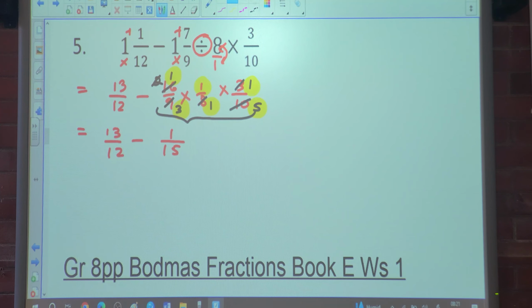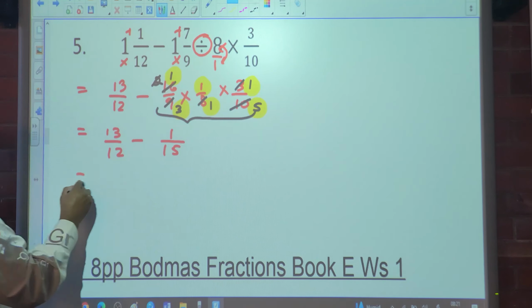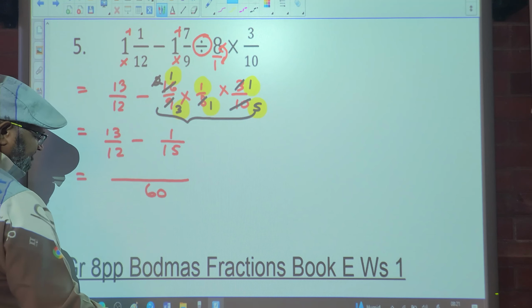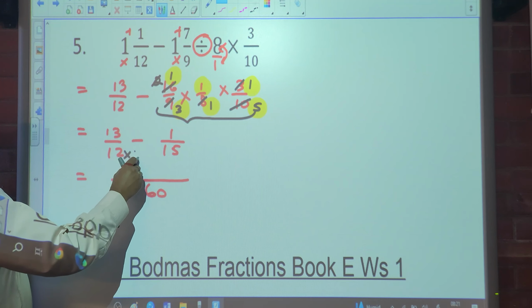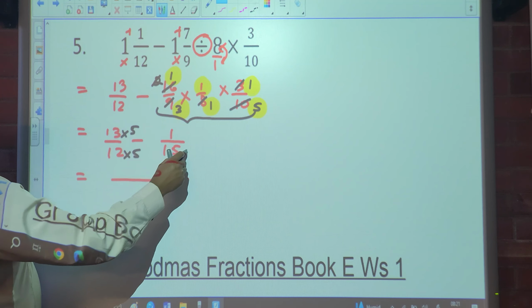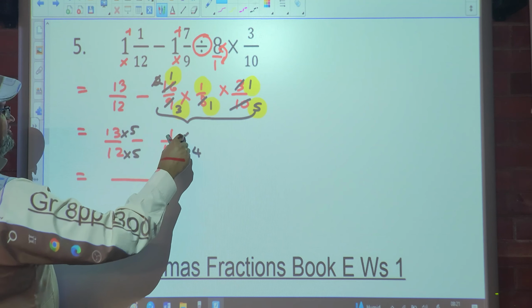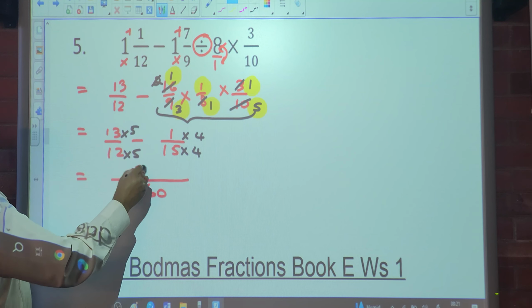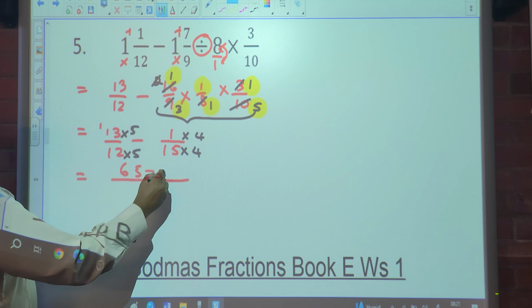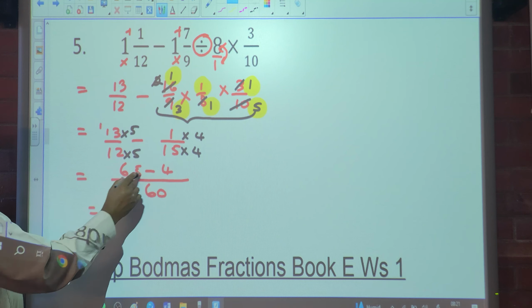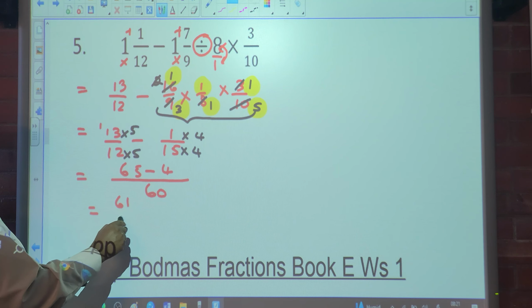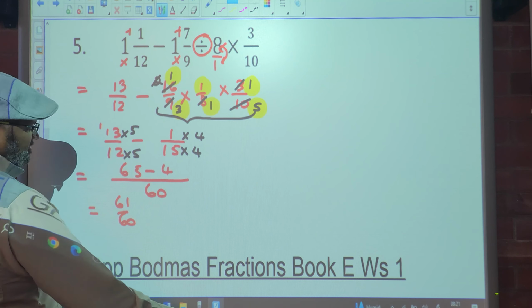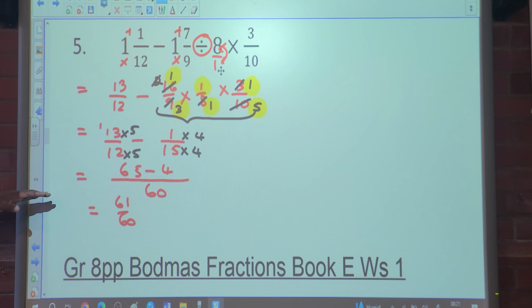What's your LCM now? 60. 12 multiplied by what is 60? 5. 15 multiplied by what is 60? 4. So 13 times 5 is 65, minus 4. What's 65 minus 4? 61 over 60, or 1 and 1 over 60. Who got this answer? Okay. Any confusion here?